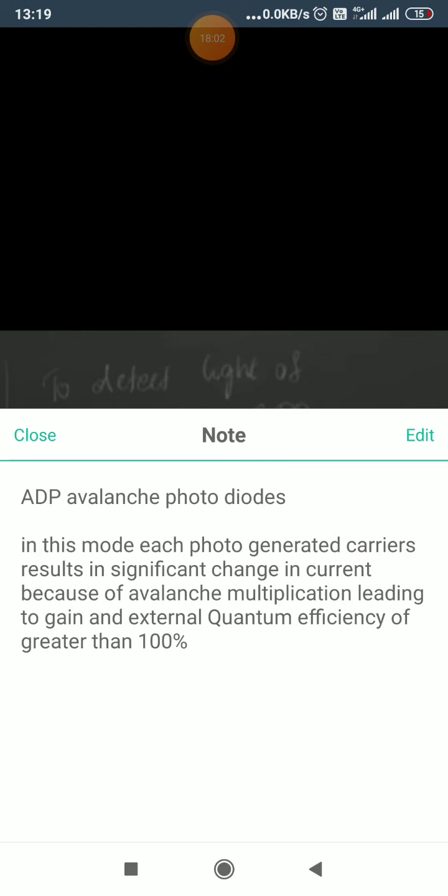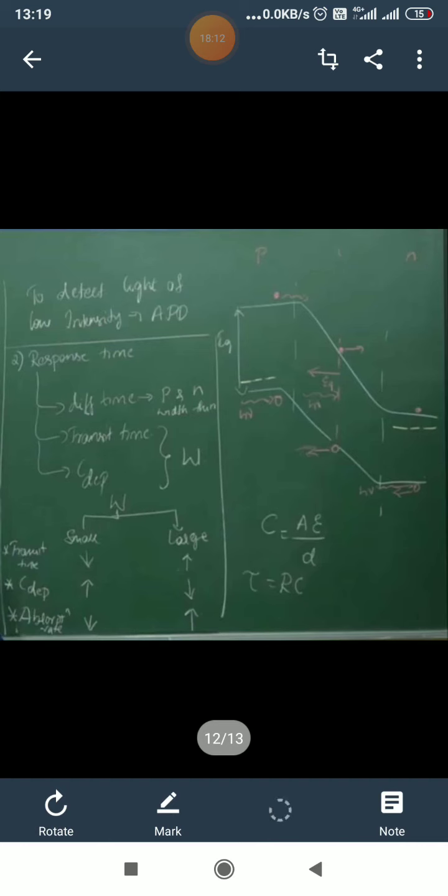So the theory you have to write is about APD and how it operates, ADP and its process. Next one: the first one is quantum efficiency, the second one is APD, avalanche photodiodes, and the third one is response time.